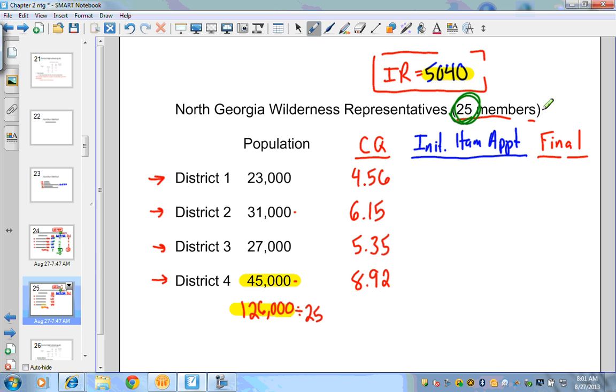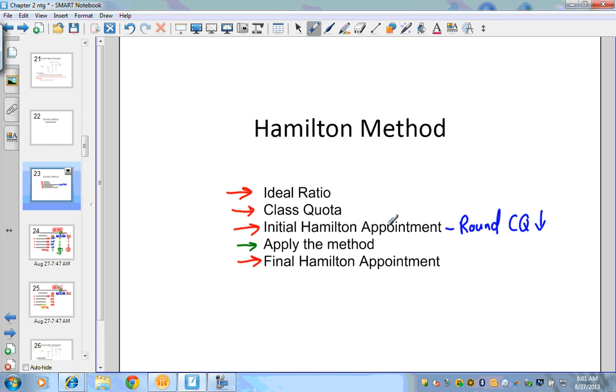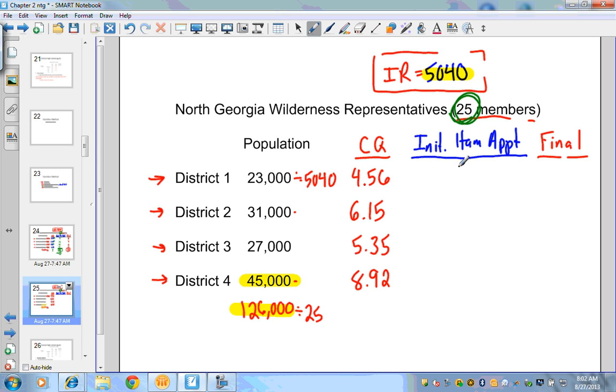Now, also remember that in order to find the class quota, you had to take each population and divide it by 5,040. Okay, so from here, we're going to go ahead and figure out the initial Hamilton appointment. And if you remember, the initial Hamilton appointment is to round all your class quotas down. So this 4.56 gets rounded to a 4. This will be a 6. This will be a 5. And this will be an 8, even though it's so close to 9.